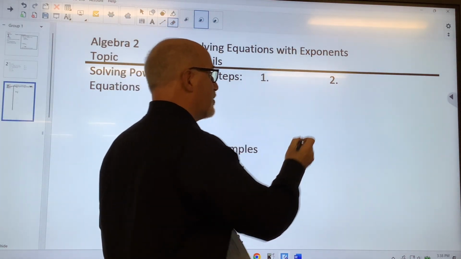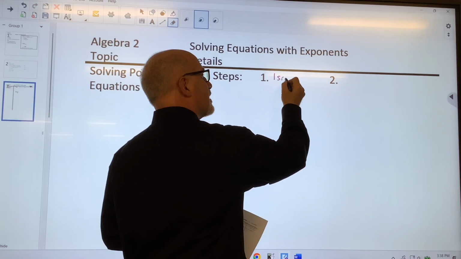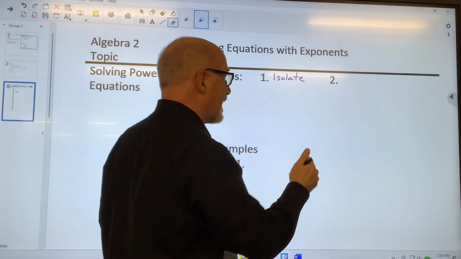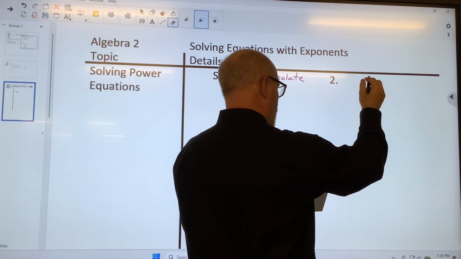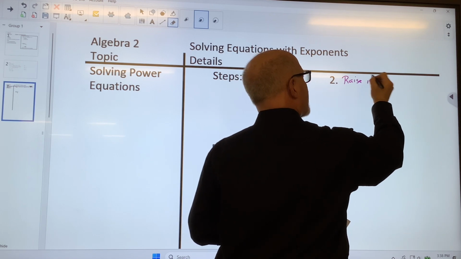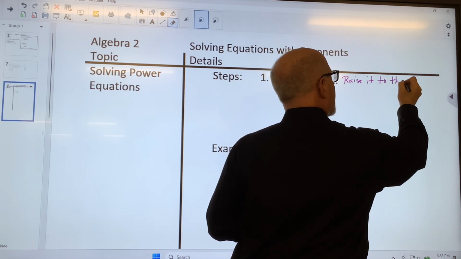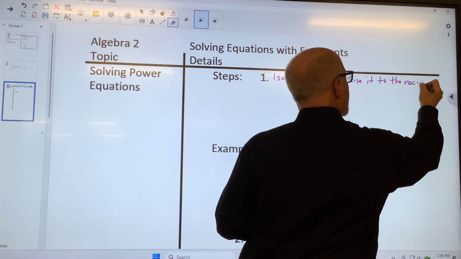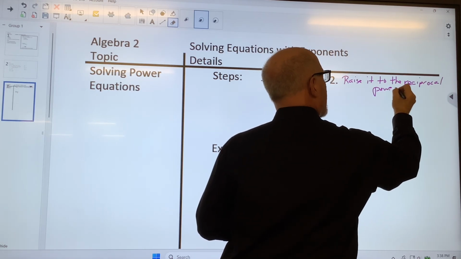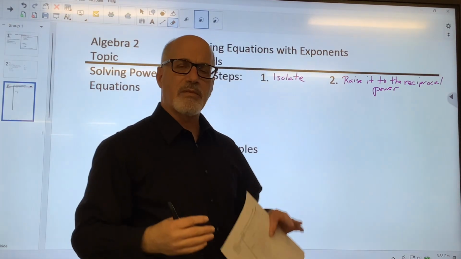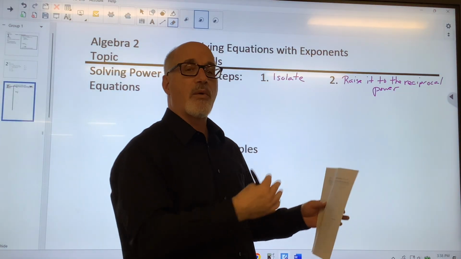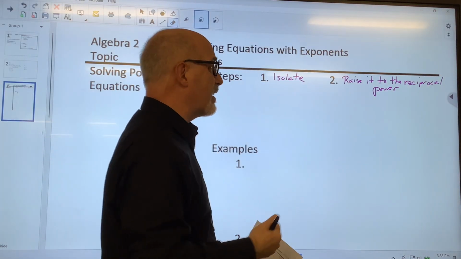The first thing we want to do is isolate whatever the variable is with an exponent. Second, you're going to raise it to the reciprocal power. So if you have, for instance, something squared, you'll put it to the 1/2 power. If you have something to the 3rd power, you'll raise it to the 1/3 to get rid of it.